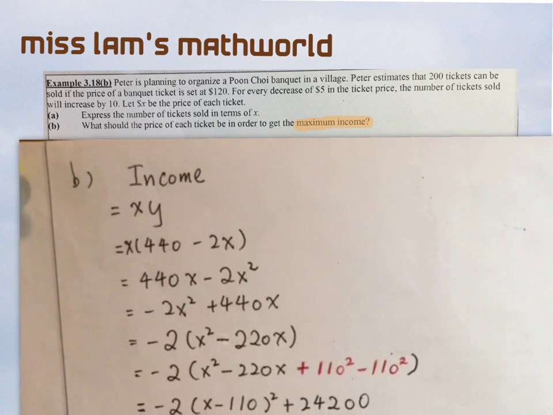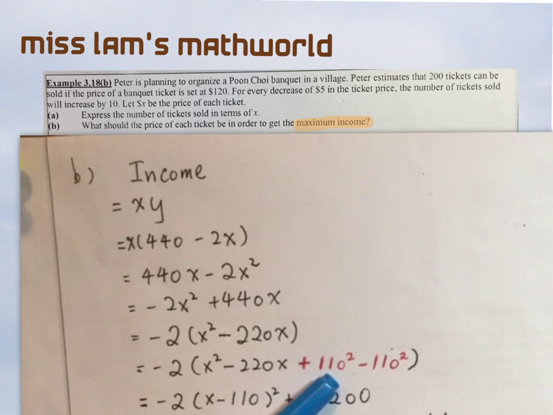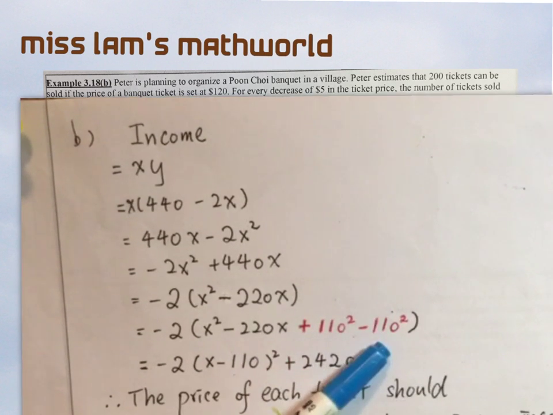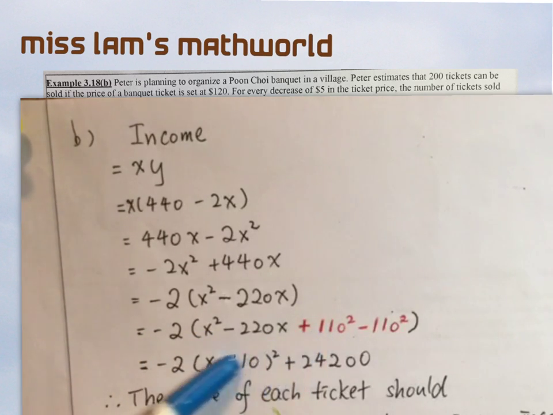Then, in the next step, we will use the method of computing the square. We will divide the number 220 by 2 to get 110. Don't forget to subtract the same thing, because the value of the income should not be changed. And these three terms we join together become this one. And this one, multiply by this, and you will get 24,200.